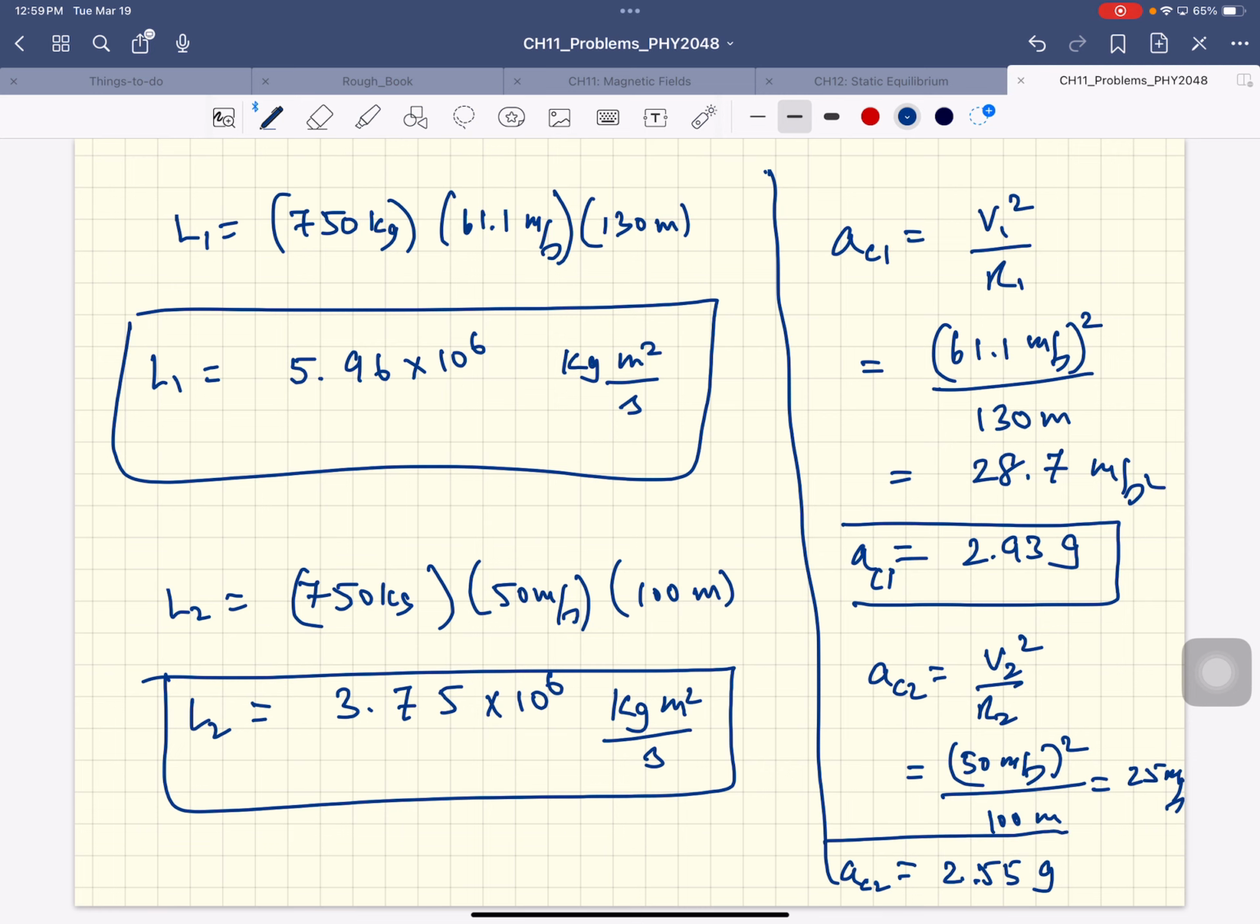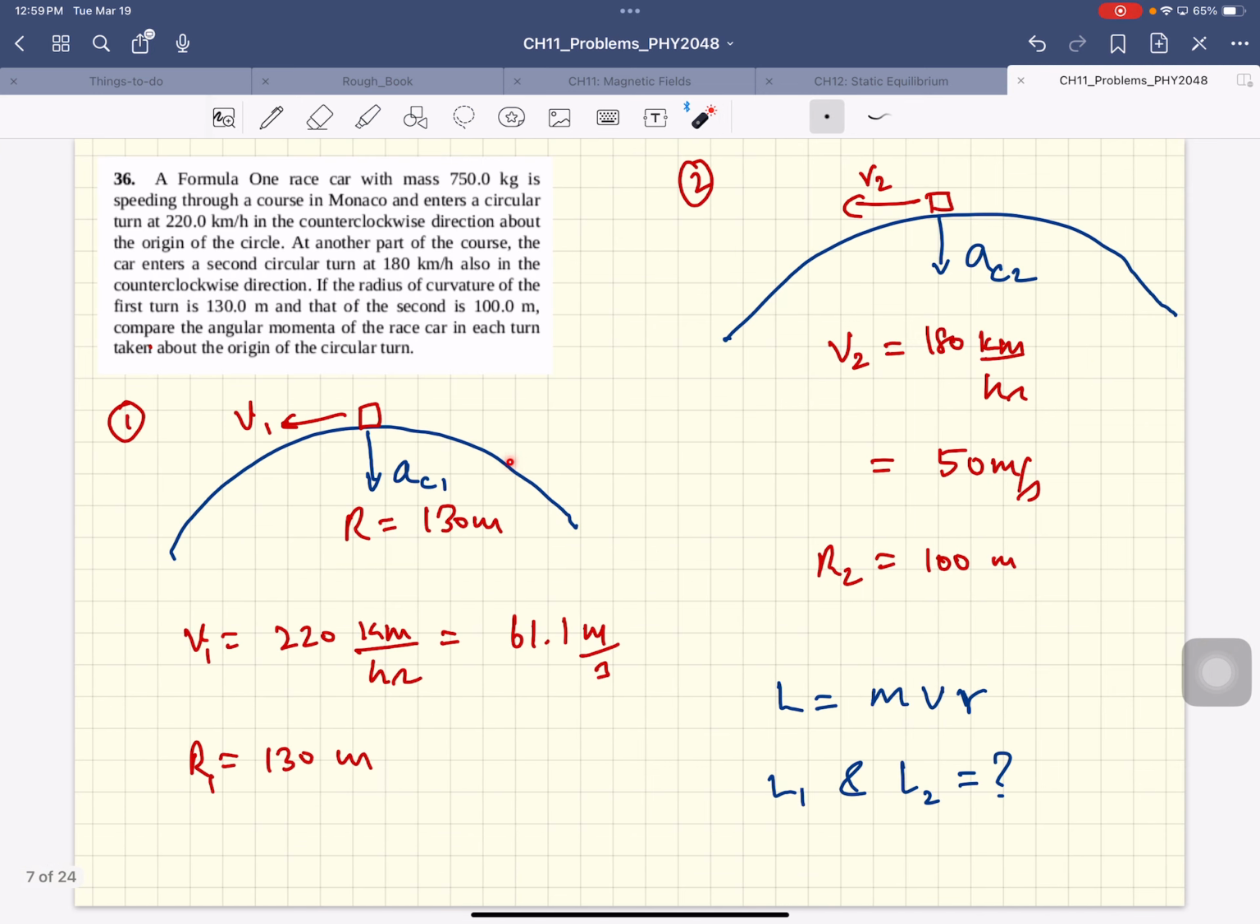All right, what's going on here? On the first turn, he's pulling 3 G's, and here he's only pulling 2.5 G's. What happened? The G's tell you how sticky his tire is, how fast it turned. His tires are still sticky here. Why did he slow down? He could have taken that turn faster, is my point.